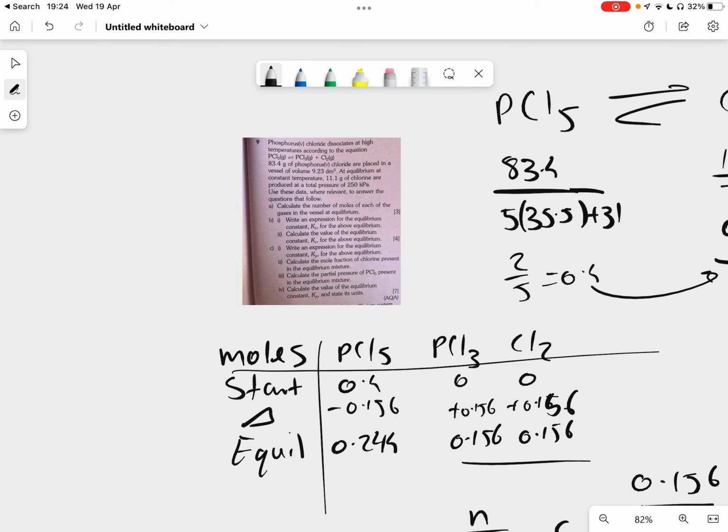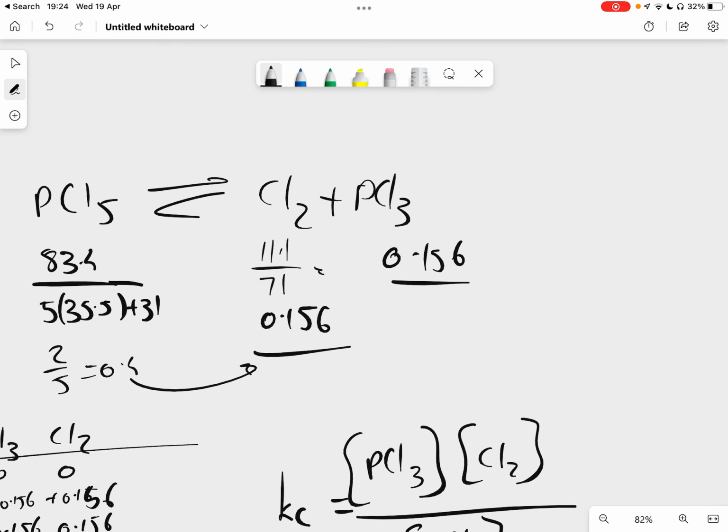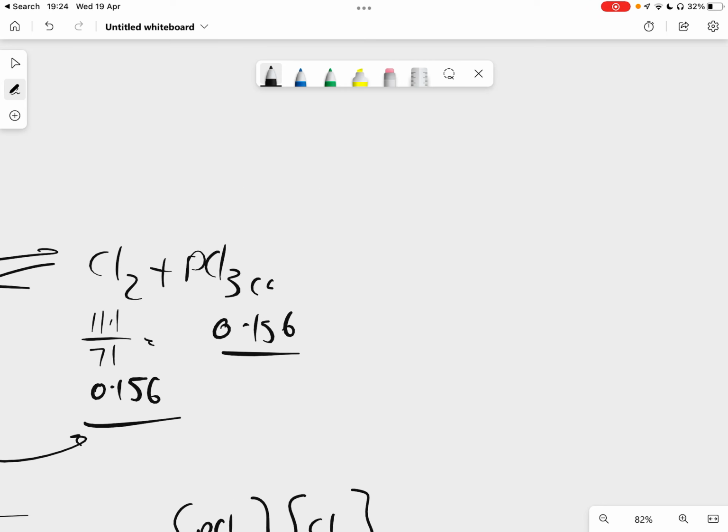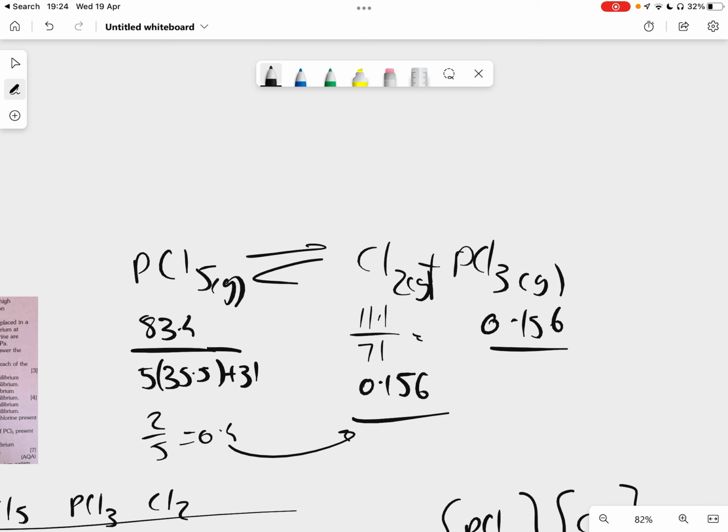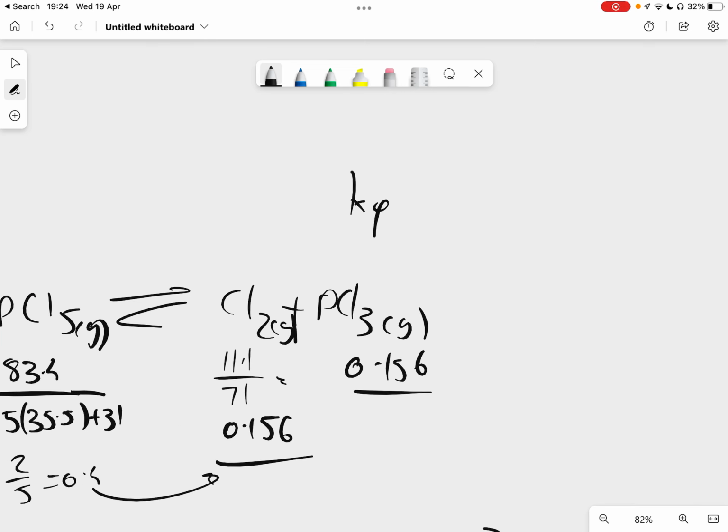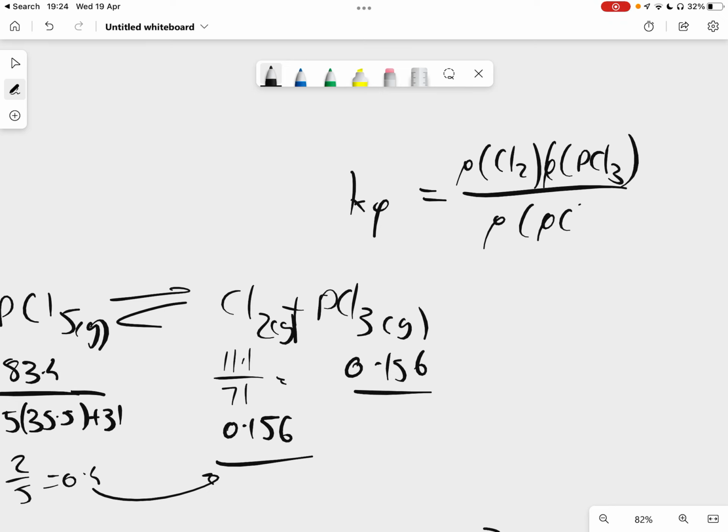So now let's look at question 9ci. Write an expression for the equilibrium constant Kp. So Kp is a bit different, remember. These all must be gases, otherwise the question would be a lot more simple. So Kp is equal to products over reactants still, but we have to remember our little p: p of Cl2 times p of PCl3, all over p of PCl5.